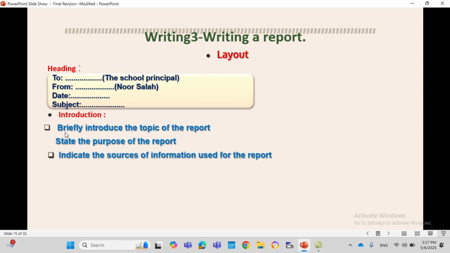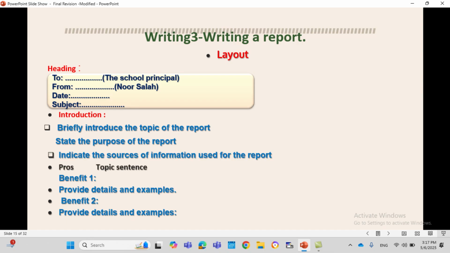We start with an introduction. We briefly introduce the topic of the report. Then we state the purpose of the report. Then here, this is a very important point. We indicate the sources of information used for the report. You should mention where you got the information from. Okay?